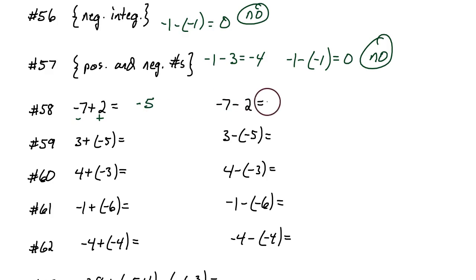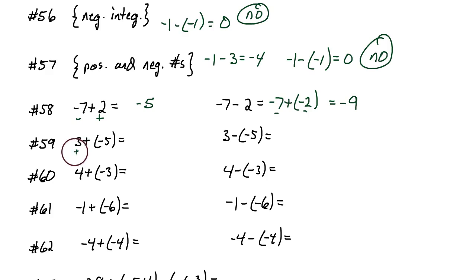Now the subtraction. Negative 7 add negative 2. This number is negative and this number is negative. They have the same signs. Add their absolute values. 7 plus 2 is 9. And give the answer the same sign as the numbers you were adding. Negative 9.